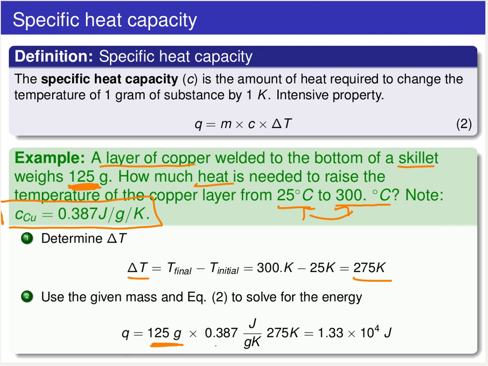Then we're going to plug in the given value for our specific heat of copper, and then the delta T that we just found in step 1. Pay close attention to those units. Grams in the units of that specific heat of copper are going to cancel out with the given mass. The temperature in Kelvin is going to cancel out right here. And once again, I did a direct conversion of that delta T from Celsius to Kelvin. The final answer you will arrive at then is 1.33 times 10 to the 4th joules.